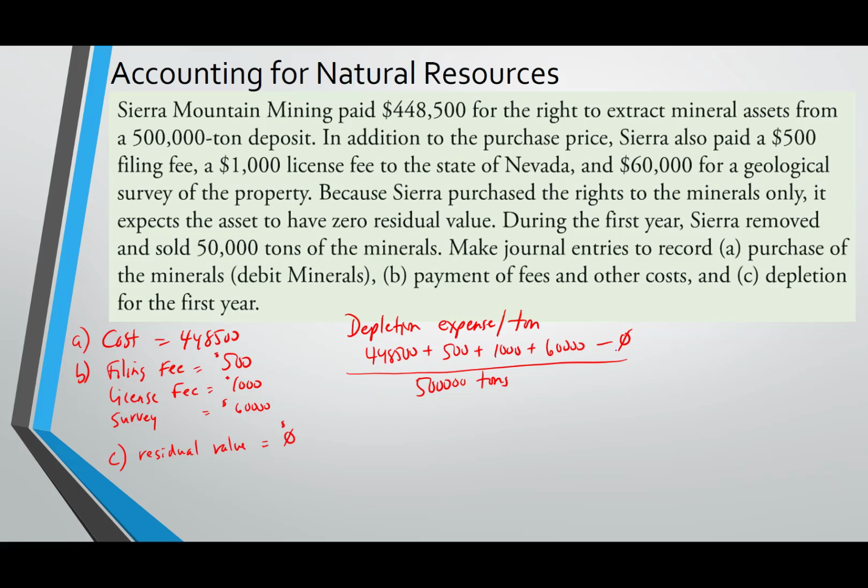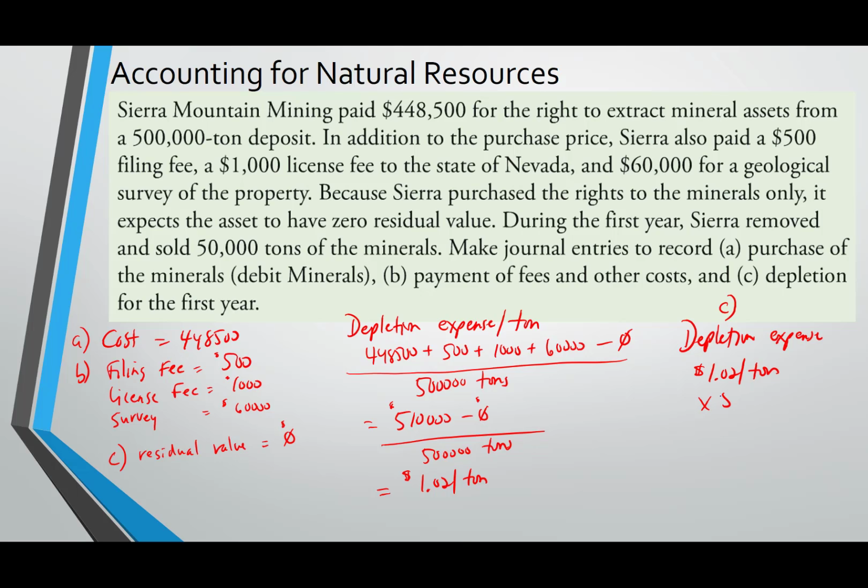All right, so let's look at this here. We have 448.5 plus 500 plus 1,000 plus 60,000. That comes out to be 510, minus 0, divided by 500,000 tons. And that comes out to be about $1.02 per ton. And then to get our depletion expense for the year, this would be C, we would simply take $1.02 per ton times the number of extracted units for the first year, 50,000, so we know that we have depletion expense of $51,000.